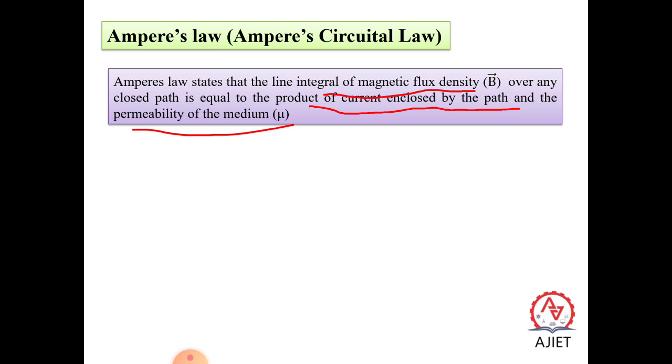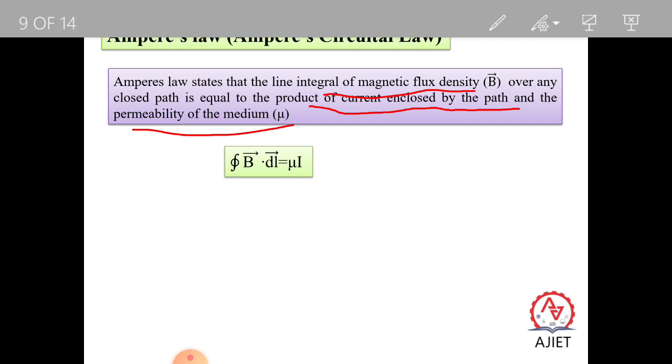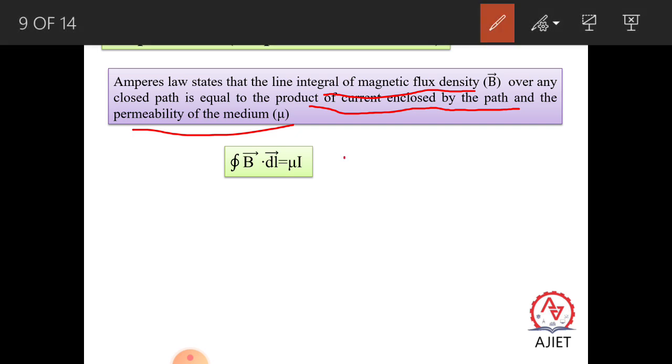So the line integral of magnetic flux density over a closed path is equal to the product of the current, the current moving in that current carrying conductor enclosed by the path, and the permeability of the medium. It can be written as the closed integral of B dot dl. What is dl? dl is the current carrying element and B is the magnetic field. So the closed integral of B dot dl is equal to mu I.